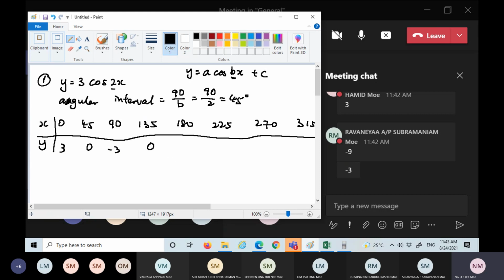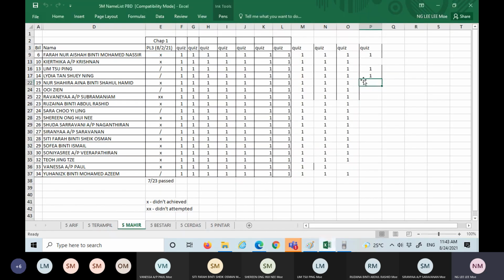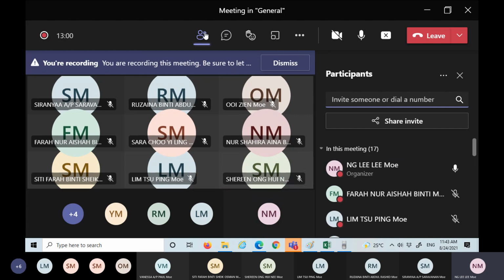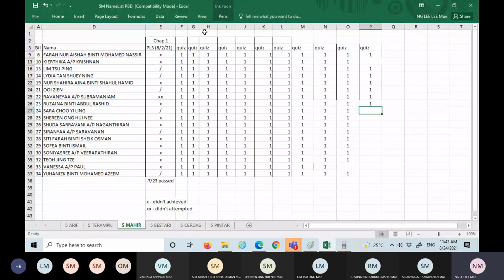Okay, we continue. Okay, Sarah, Shalin, Sudha not joining, is it? Sudha here already. Siranya, Sudha here already. Okay, so Sudha not joining. So Sarah, Shalin, Siranya, and Siti Farah. Okay, and then one more, Sophia.